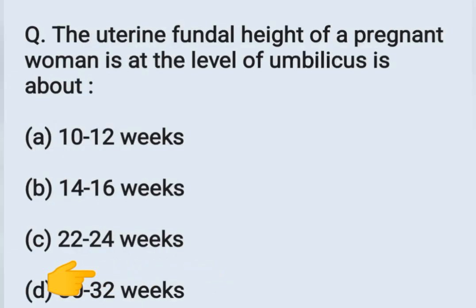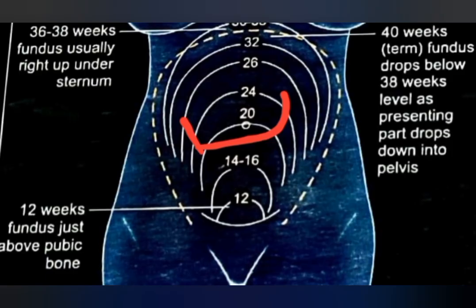Move on to the next question. The uterine fundal height of a pregnant woman at the level of the umbilicus is about, options. Option A 10 to 12 weeks, option B 14 to 16 weeks, option C 22 to 24 weeks, option D 30 to 32 weeks. Our question is, when does the fundal height reach the level of the umbilicus? It is about 22 to 24 weeks.